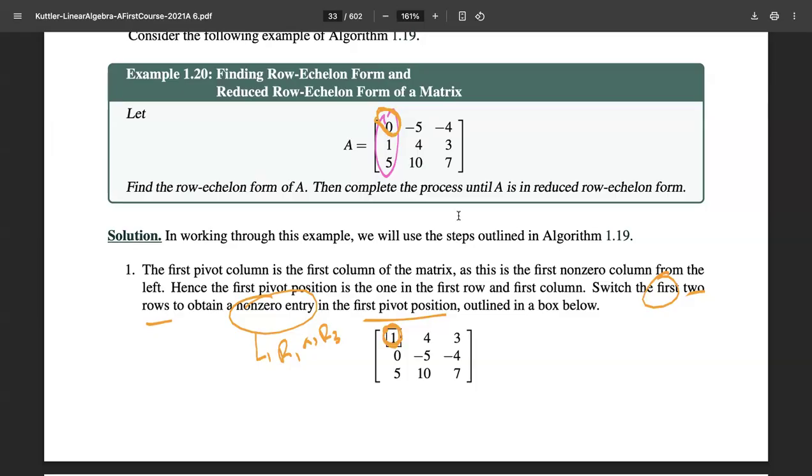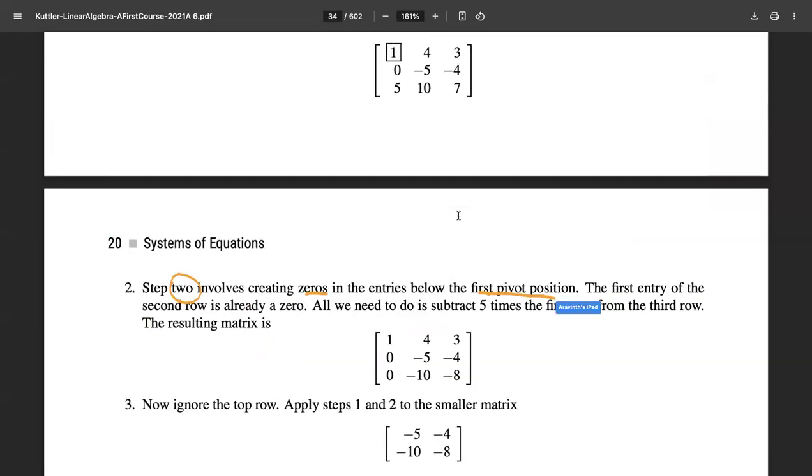So this is our first pivot position at the top. I want to make the entries below the 1 in the same column 0. The second entry is already 0, so I just need to make the 5 a 0. All I need to do is subtract 5 times the first row from the third row. And this is the resulting matrix. This is the third operation in our elementary operations, or we can call them elementary row operations, because we are doing this on the rows of the object, right?